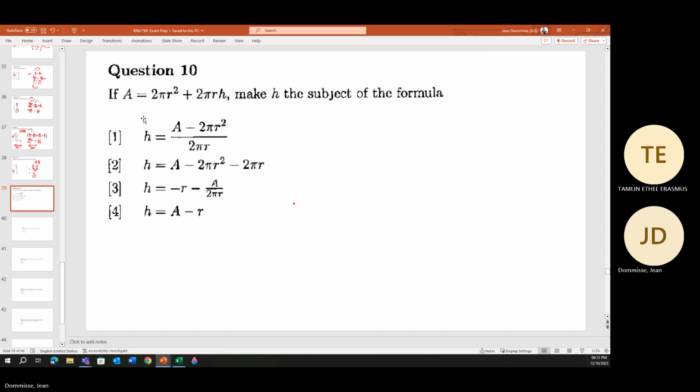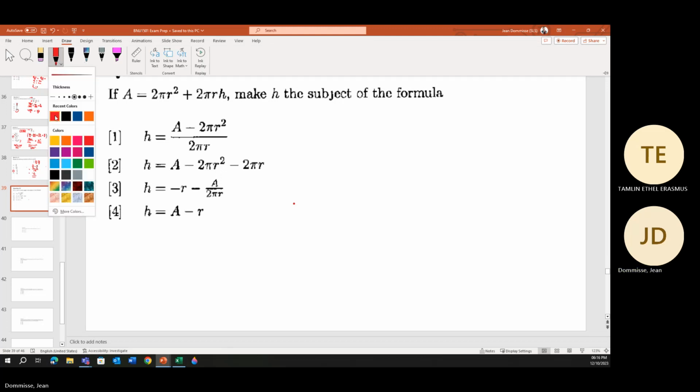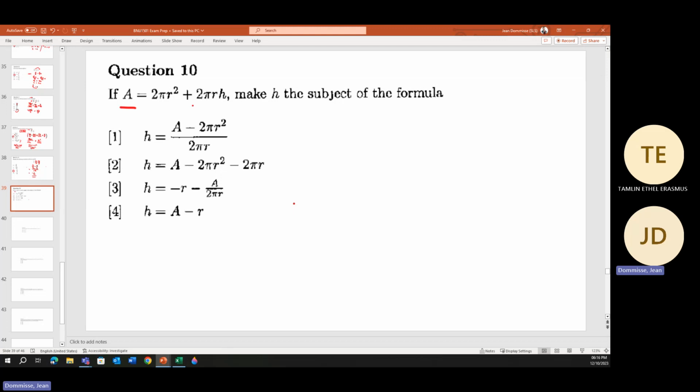Okay, so here it looks like we're working with volumes and things like that, but actually all that they're asking is you've got a formula and you need to rewrite this formula. Okay, and make h the subject of the formula. So we will always then see if there are things we can take out of it. Are there things that we can make easier?